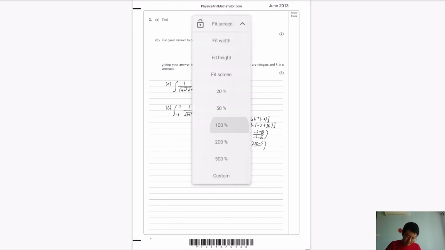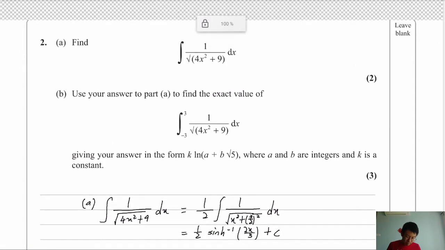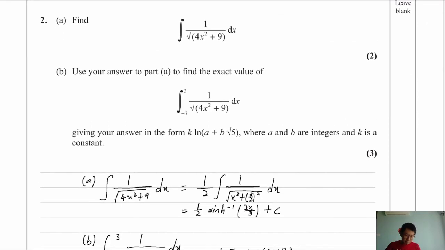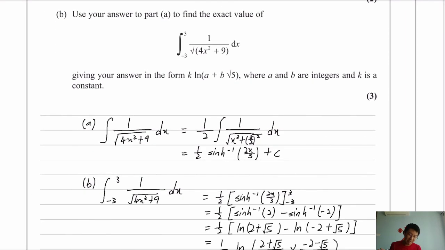For the other question here, first find the integral of 1 over the square root of 4x squared plus 9. For this one, once we see this, we know that we are going to get arcsinh, arccosh, those kinds of integrals. But before that, just make sure we factorize the coefficient of the x squared here. The coefficient of the x squared is not a 1 here. So we have to factorize the 4 out together with the square root, because 4 is still inside the square root. When we factorize the square root of 4 out, we get 2 in the denominator.